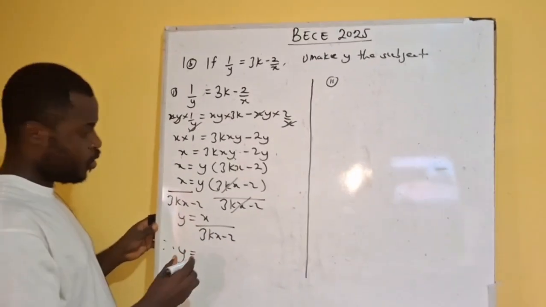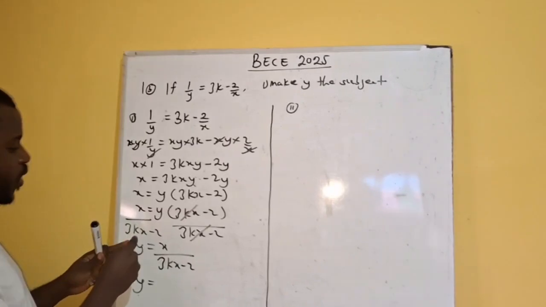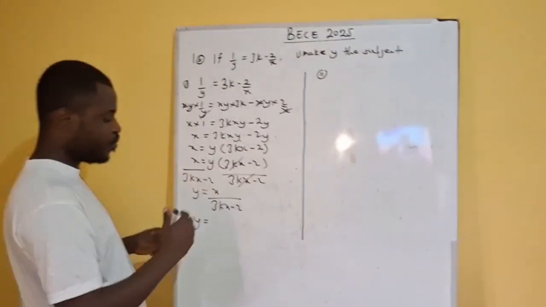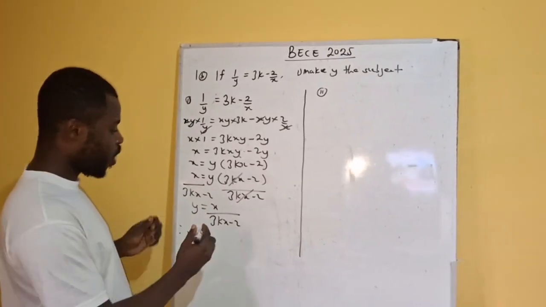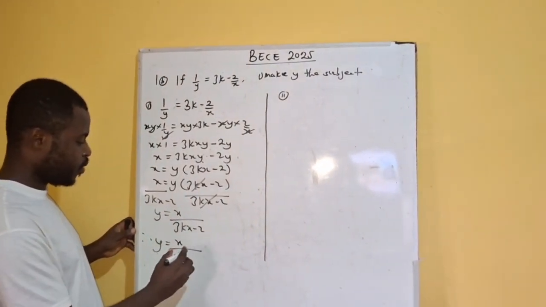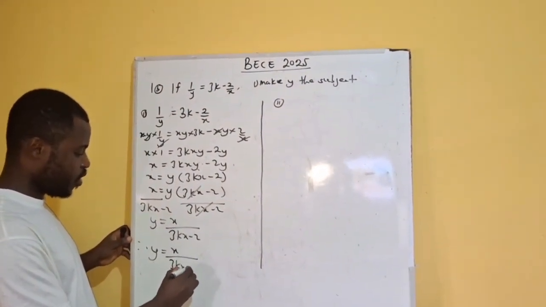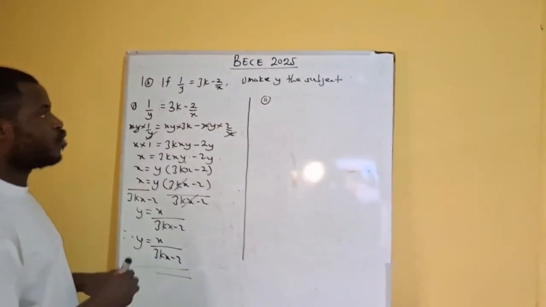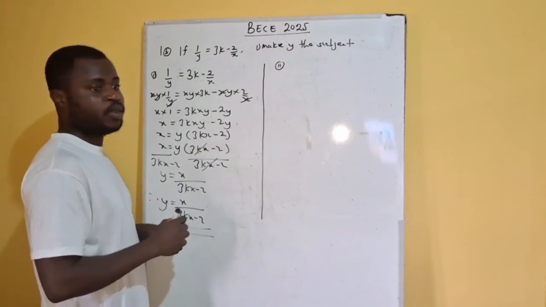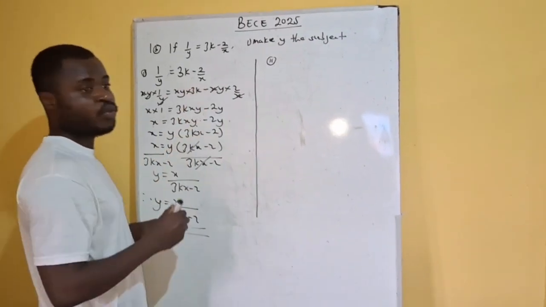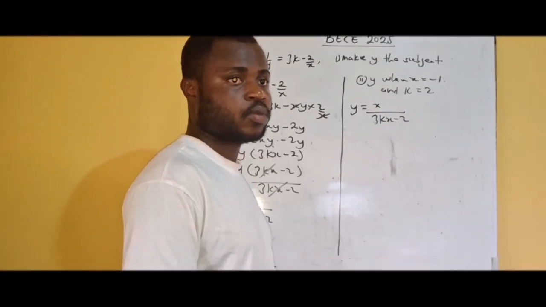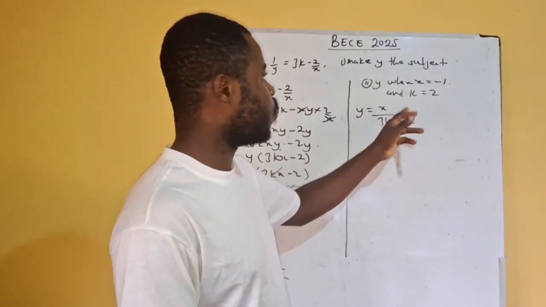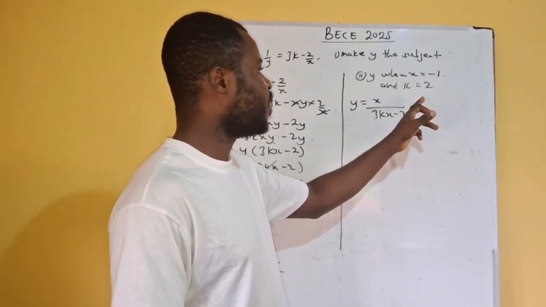So this is how we make it. Although you see that x over 3kx minus 2 is equal to y, it is the same thing when you interchange it. So you write y is equal to x over 3kx minus 2 as our final answer. Then part II says that using the results here, find y when x is negative 1 and k is 2.